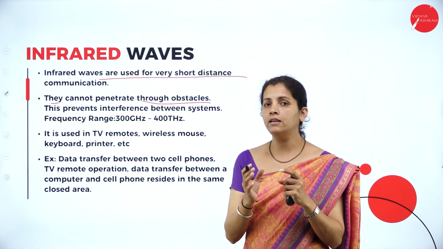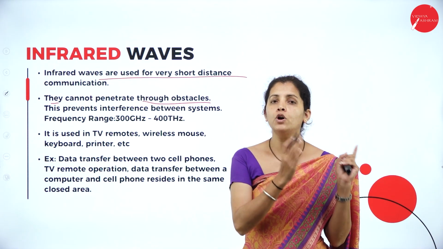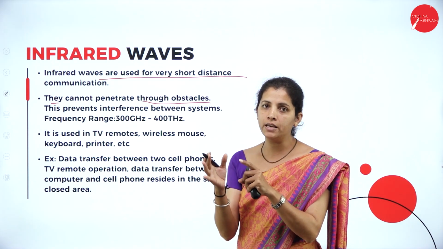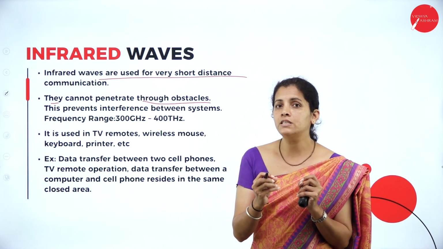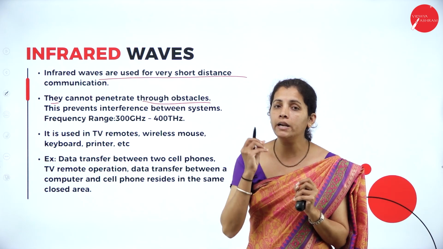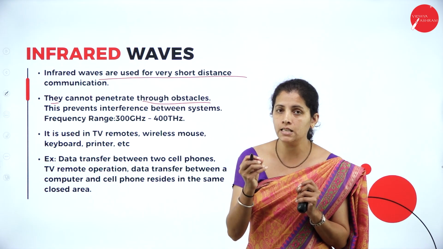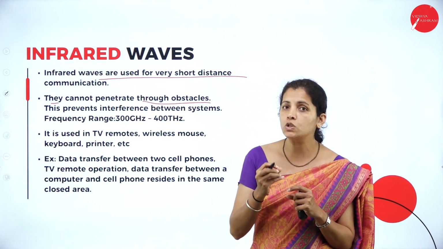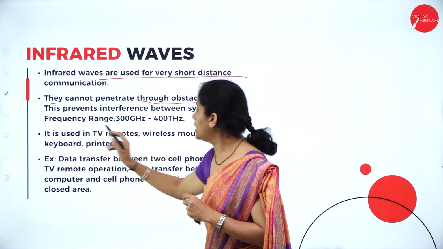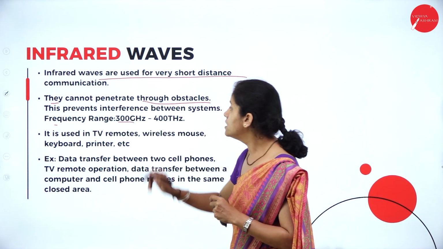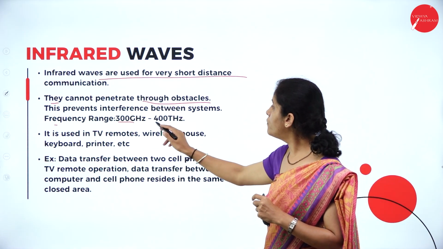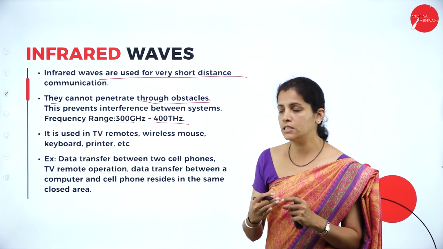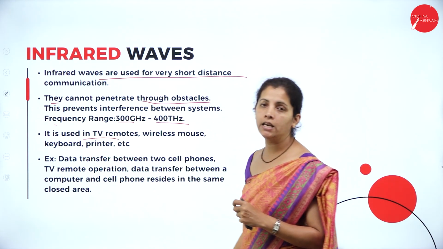For example, think that you are in your bedroom and you want to turn off the TV. Is it possible to switch off the TV? No, because infrared waves are not able to penetrate the walls or obstacles. In the sense, it is not able to cross the wall or the building. What is the frequency range? It supports 300 gigahertz to 400 terahertz. So it is responsible for covering only shorter distance, and it is used in TV remotes.